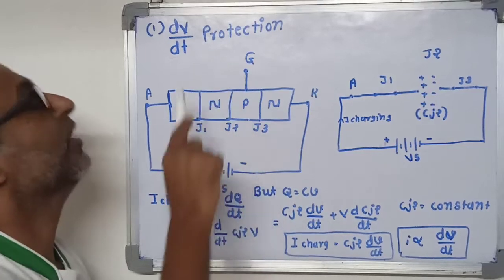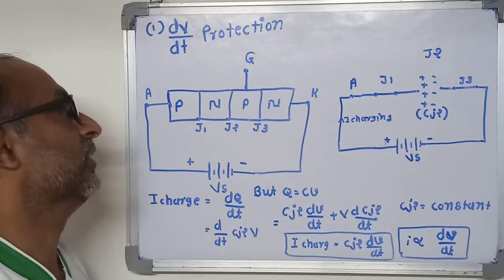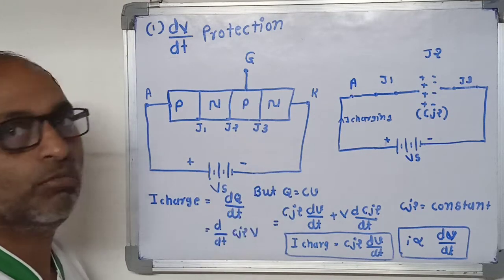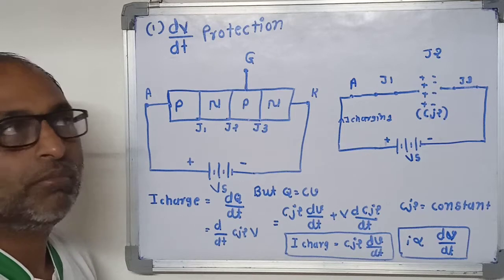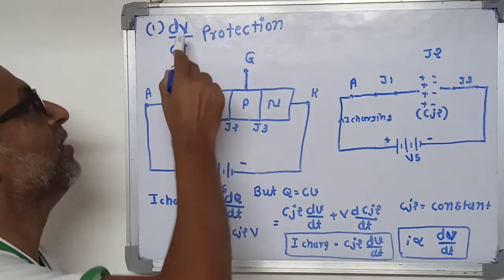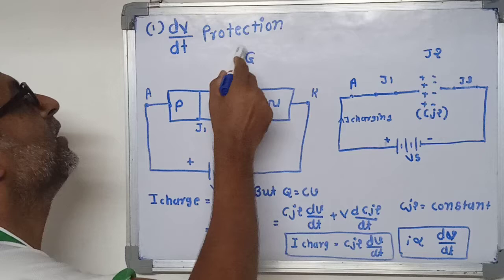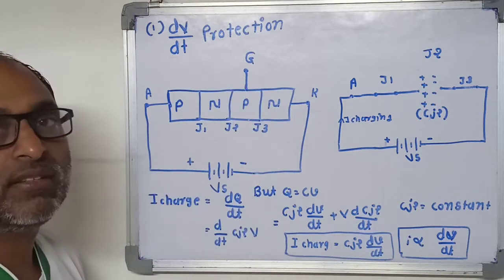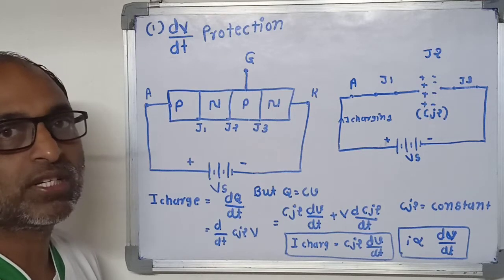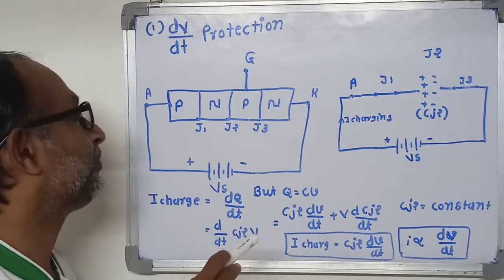In this video, we will learn about dV/dt protection of SCR. The rate of rise of anode to cathode voltage, dV/dt, must be within a specified limit. A higher value of dV/dt may turn the SCR on even when the gate current is 0. This is called false triggering of the SCR. To avoid this false triggering, protection is required.